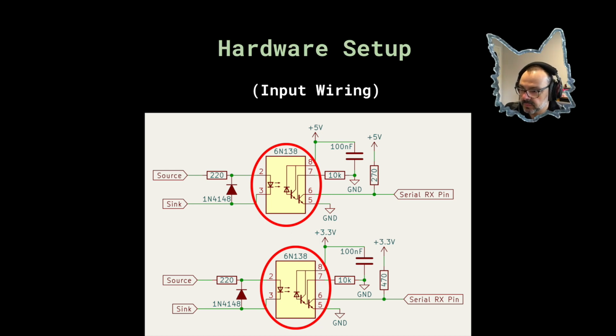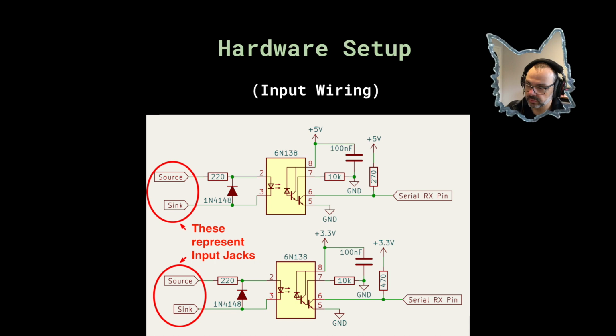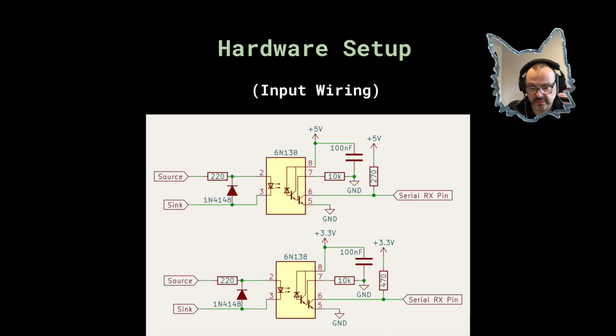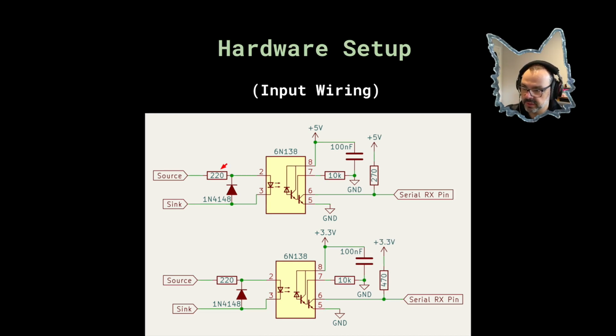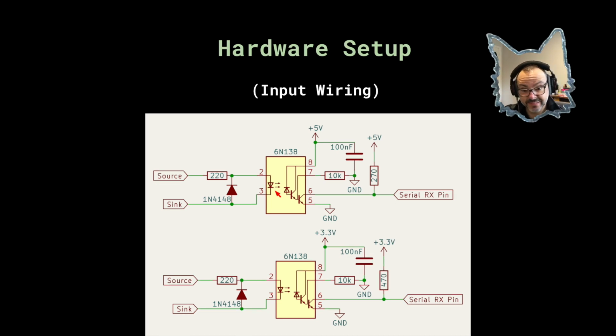So source, of course, is coming. We know that this represents the output that we showed previously. So source is 5 volts. The sink is the microcontroller. So the microcontroller is deciding when we will be conducting. So current is going to flow through this 220 ohm current limiting resistor, which will then light up this LED, which is inside of this optocoupler.